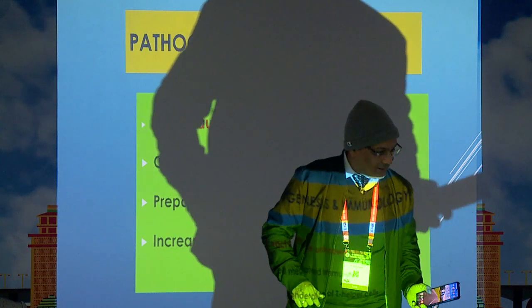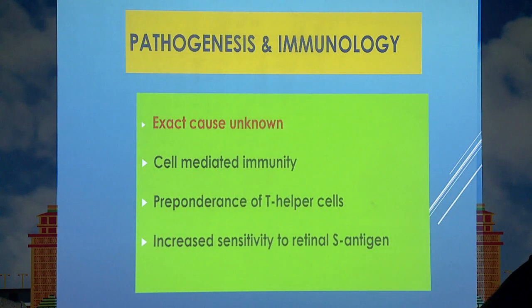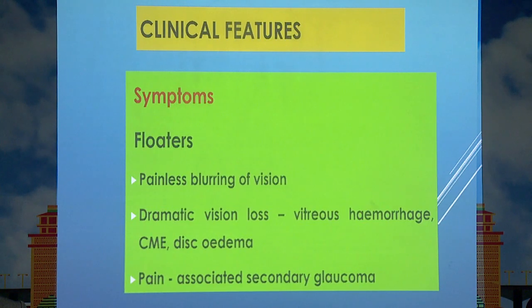The exact cause is yet to be known. However, it is thought to be a cell-mediated immunity with a preponderance of T helper cells and increased sensitivity to retinal S antigens. There has been identification, quantification and purification of a 36 kilodalton protein circulating in association with active pars planitis, as noted in one of the research studies.